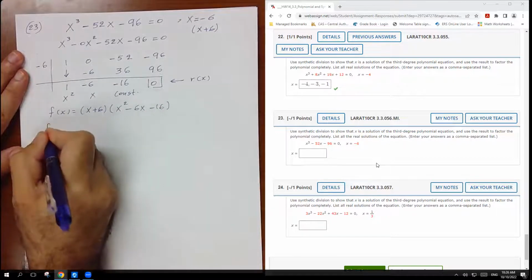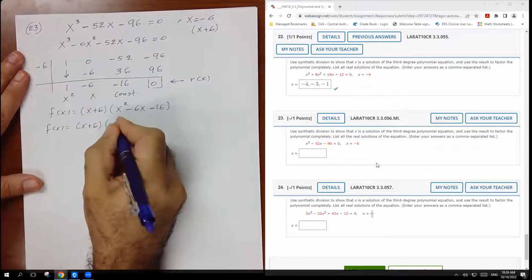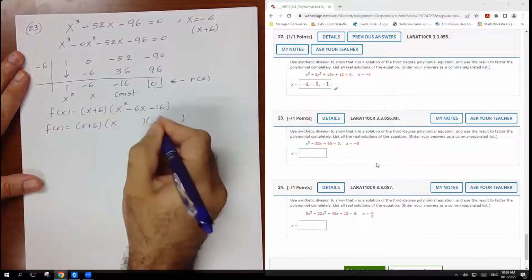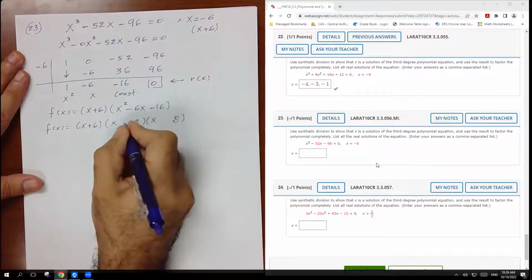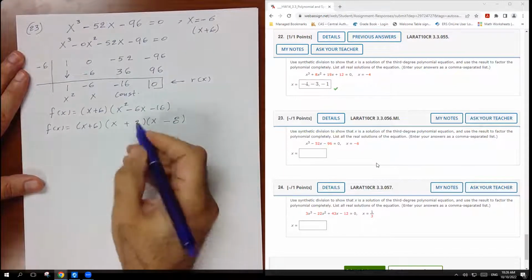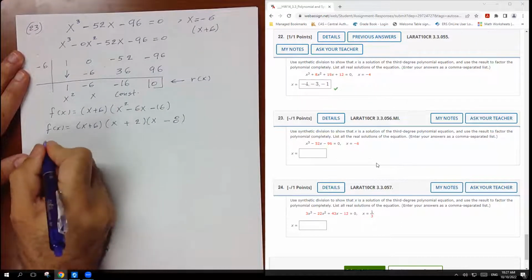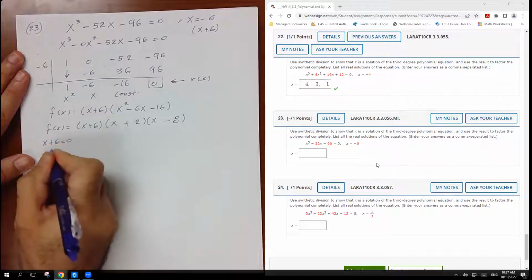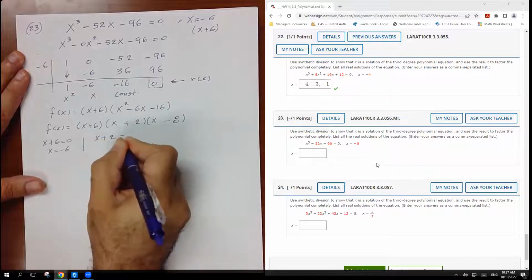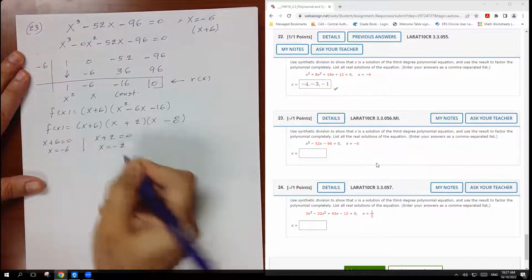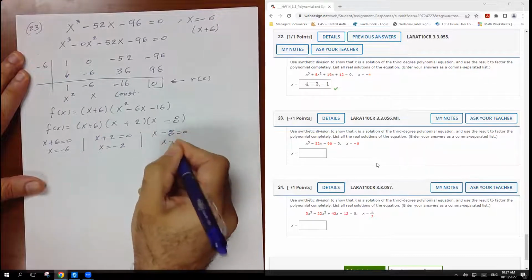Now we can factor this one more because it's quadratic. It's going to be x plus 6 and here x. I'm going to put 2 here and 8, plus and minus. Negative is going to be negative. So that means we have x plus 6 equals 0, x is going to be -6. And x plus 2 equals 0, that means x is going to be equal to -2. And the third zero, x minus 8 equals 0, that means x is going to be equal to 8.